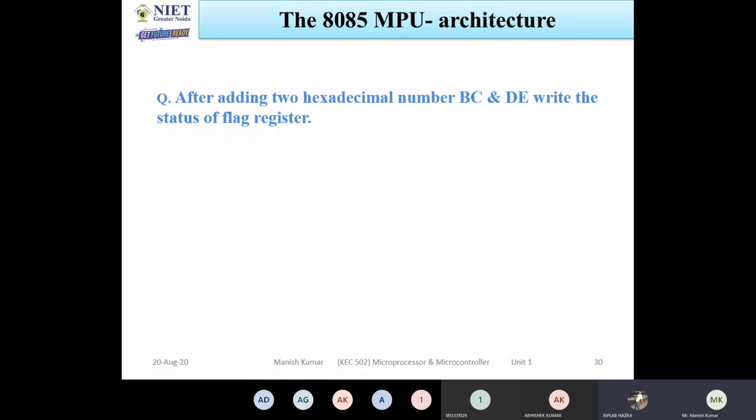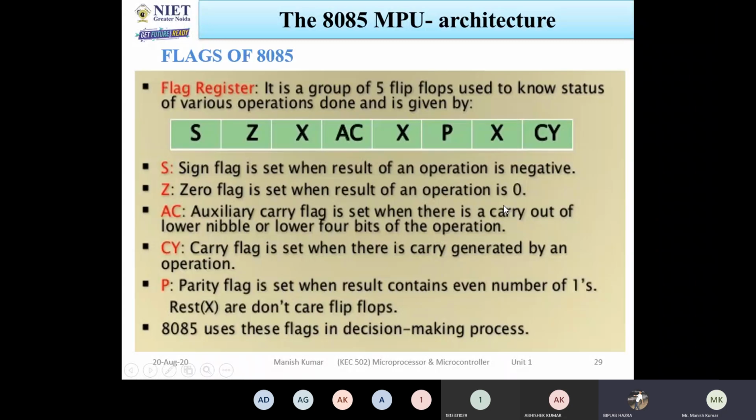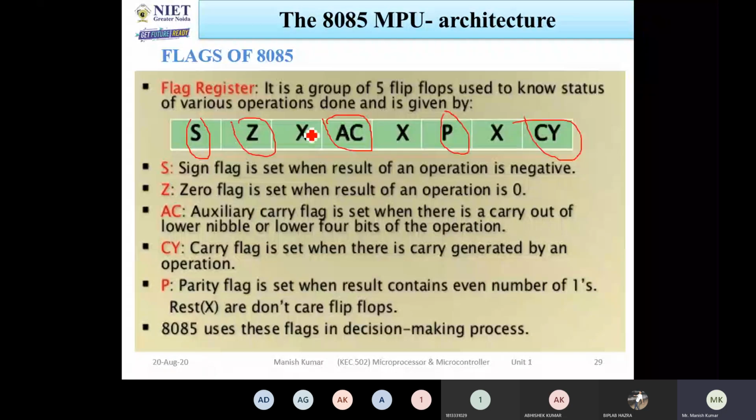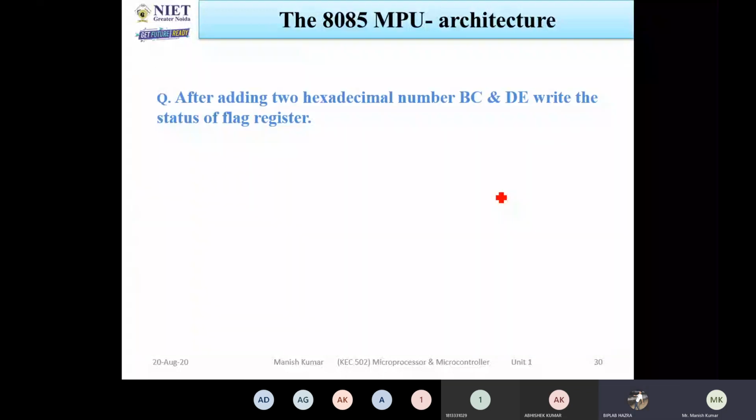It means that in this question, you have to find out the values of S, Z, AC, P, CY. Okay, so you have to find out the values of these 5 parameters and tell them. So you have to tell the answer.